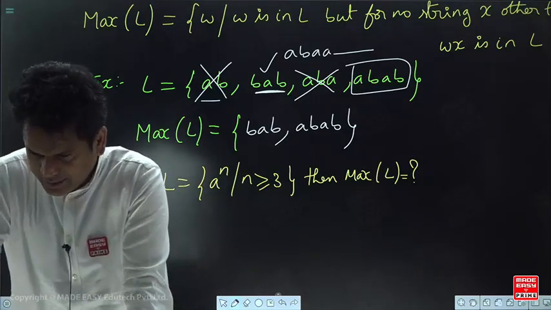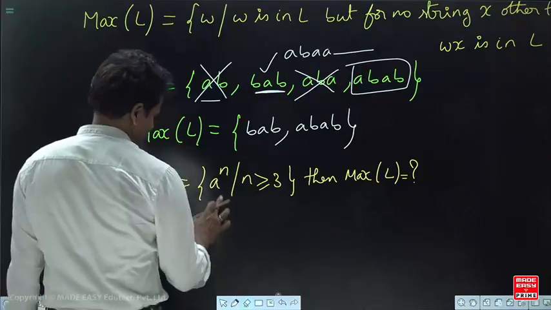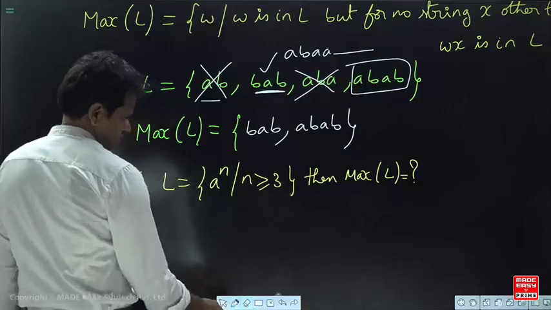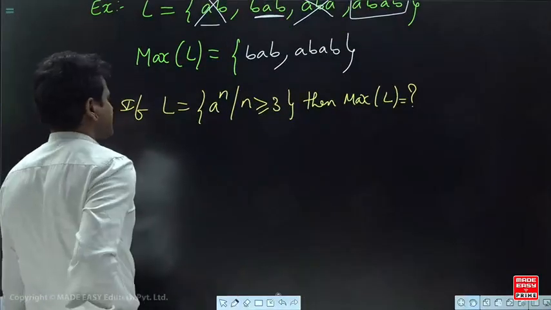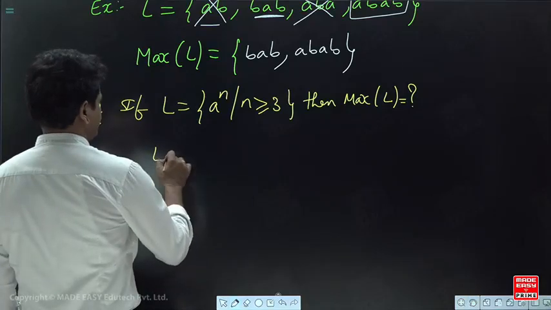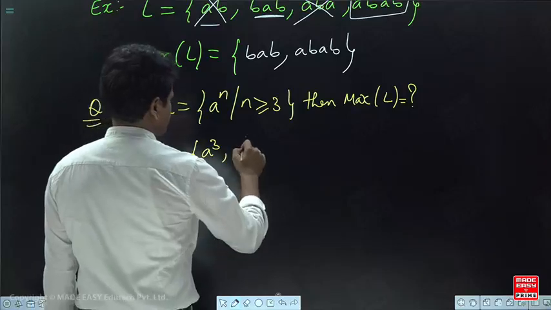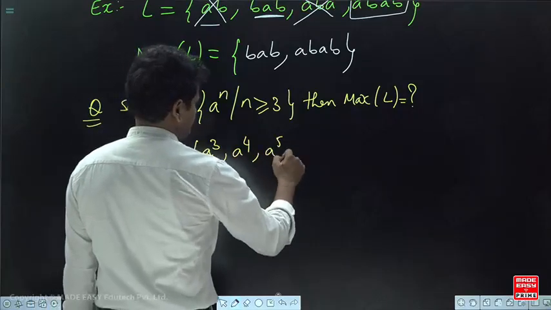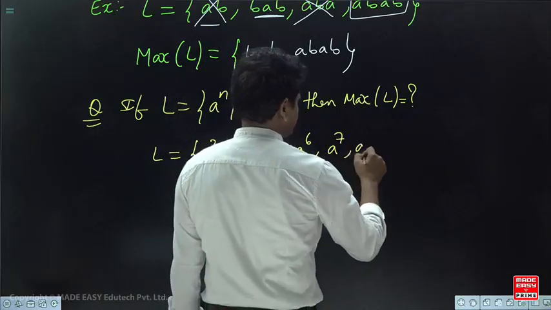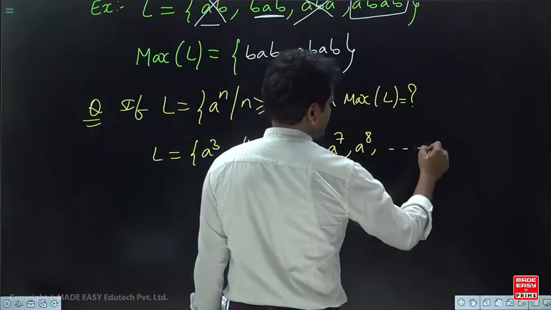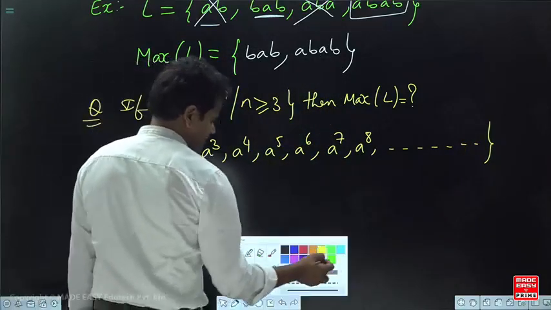Very good. Here, what is the language? L equals a cube, n value 3, a power 4, a power 5, a power 6, a power 7, a power 8, so on, infinite. Okay. Then what is the maximum of L here?